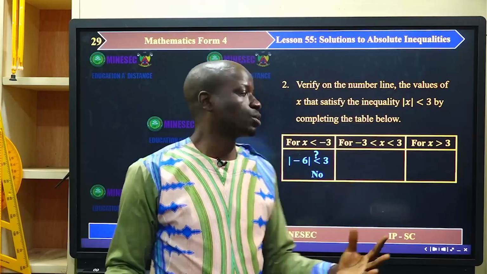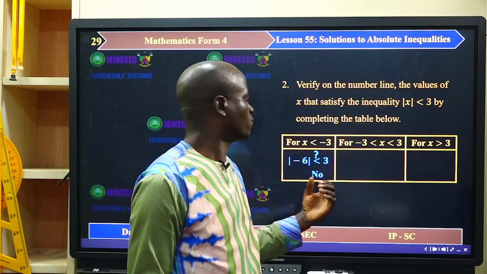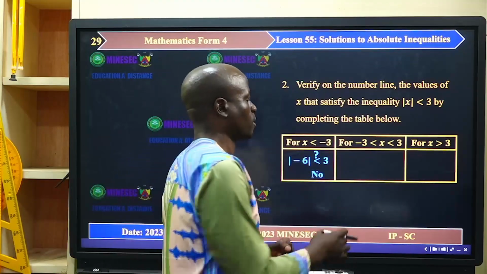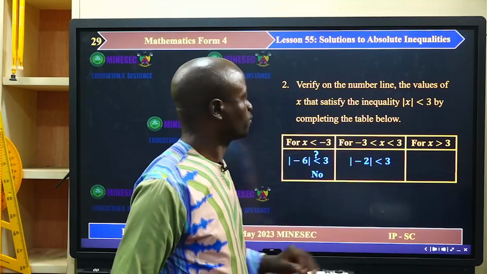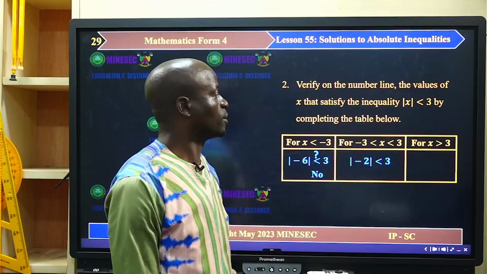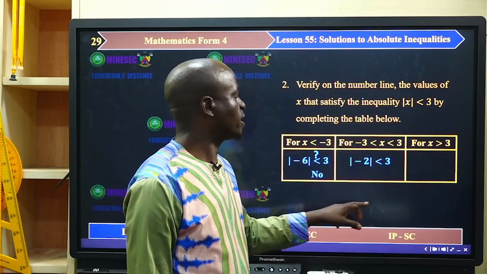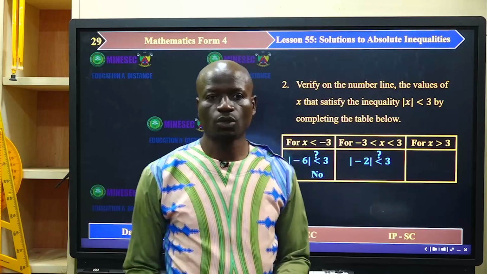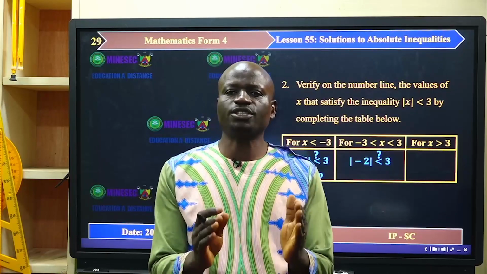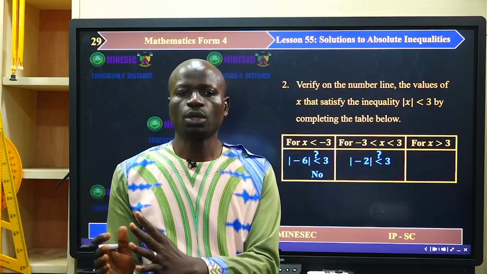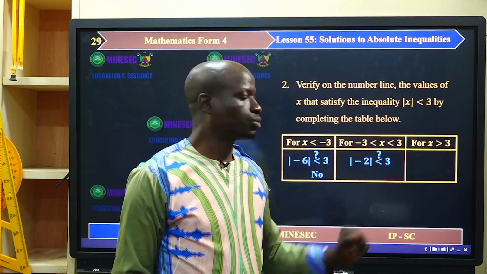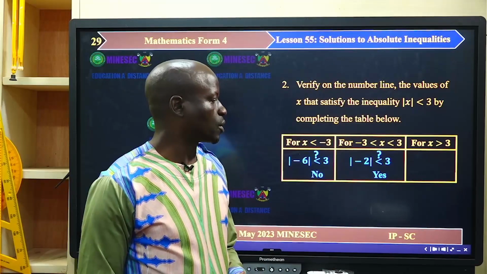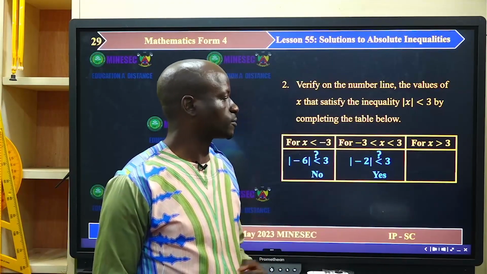We can take 0 and we will be saying absolute value of 0. Is it less than or equal to 3, is it between this interval? In this case, we've taken negative 2, for example, which is also the same. We want to verify whether the absolute value of negative 2 is less than 3. First of all, absolute value of negative 2 is positive 2. Is positive 2 less than 3? Yes. So the inequality is correct.